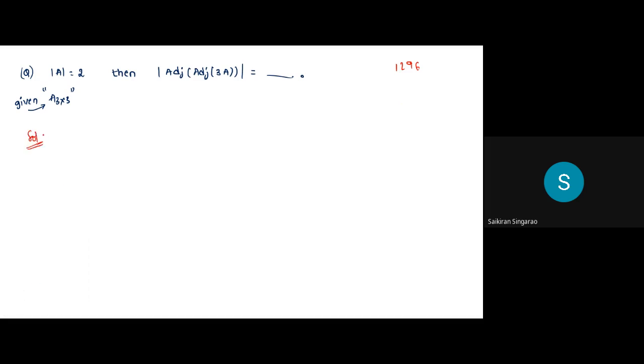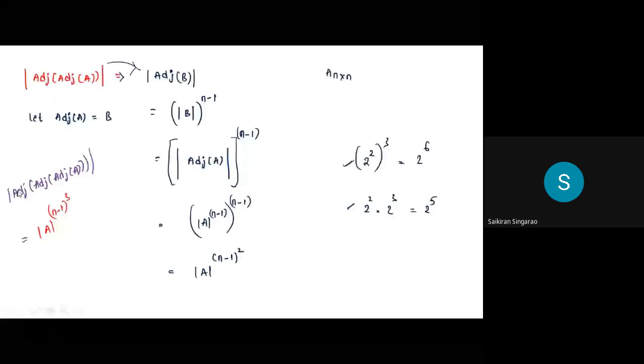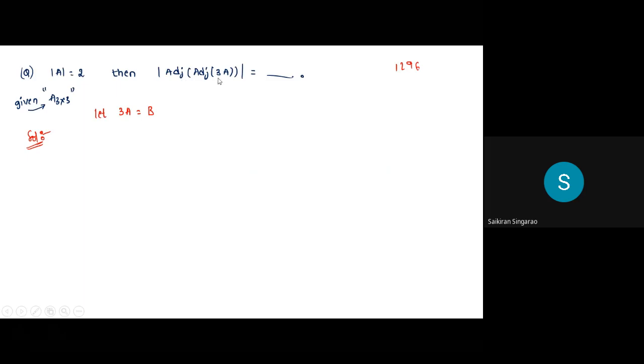Anyways, let me solve it. See how I'll do the math. I will let 3A be equal to B, because I know the formula for determinant of adjoint A. I know the formula, but determinant of 3A I don't know, so I just call 3A as B. So then what will it become? It will become determinant of adjoint of B. What is the formula for this?